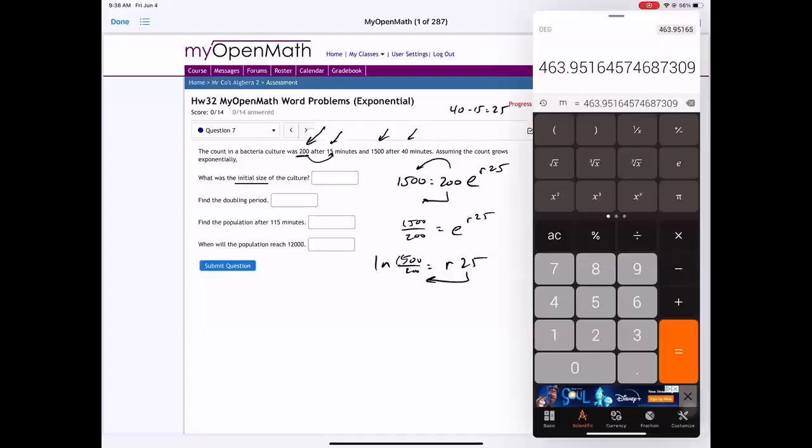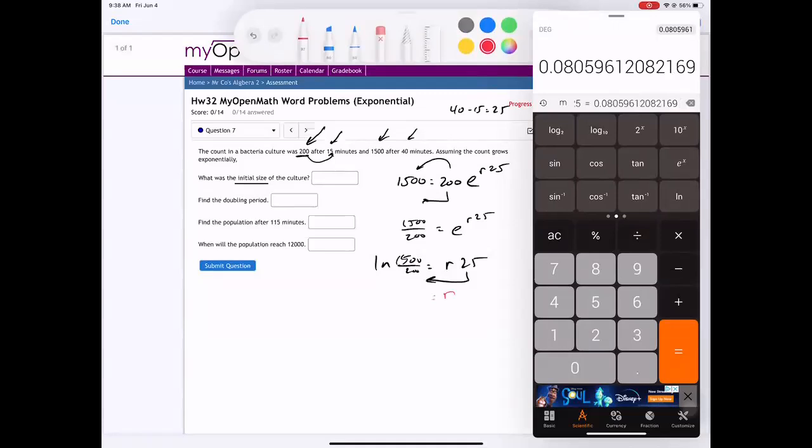Okay, so let's go ahead and first plug in all the values. 1500 divided by 200, equals, and then we natural log this number. The natural log gives me a decimal. We're going to divide this decimal by 25. So our R value is equal to 0.080, let's round up, 0.0806. Okay, so this is the rate at which the bacteria is growing every minute.